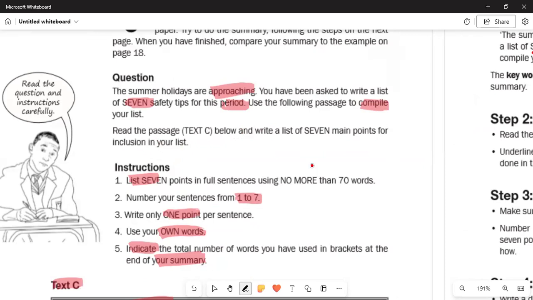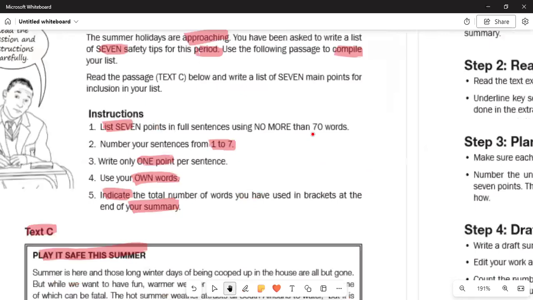Use the passage below to compile your list. Read the passage in text C below and write a list of 7 more points for your inclusion in your list. Therefore, you are given instructions. Instruction number 1, list 7 points in full sentences using no more than 70 words. Number 2, number your sentences from 1 to 10. Number 4, use your own words. Number 5, indicate the total number of words you have used in brackets at the end of your summary.